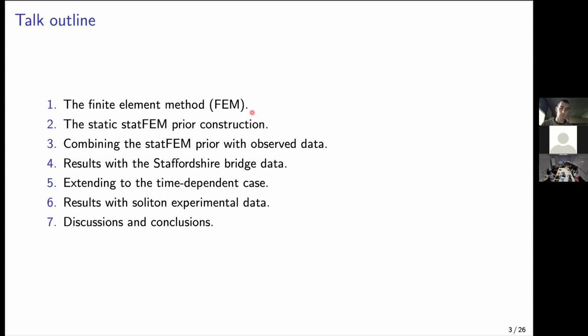So I want to start with a bit of more technical discussion on the finite element method and what the finite element method is, then go over the static statFEM prior construction, then go over combining the prior with data to give a posterior distribution, then look at some results from the Staffordshire Bridge. Actually, I've scrapped this part because it took a bit too much time, so ignore that. Then go on to the time-dependent case, then finally ending with some experimental data, looking at internal waves known as solitons, and then some discussions and conclusions at the end.